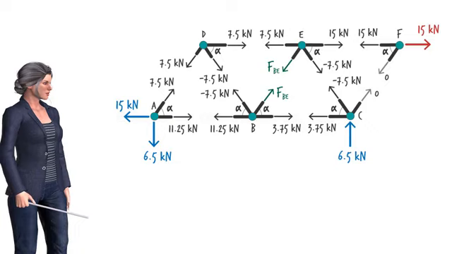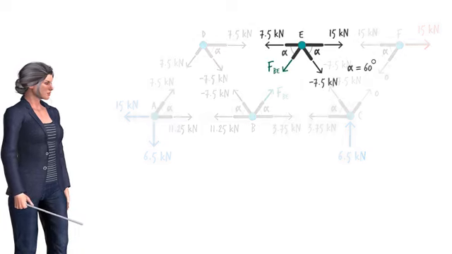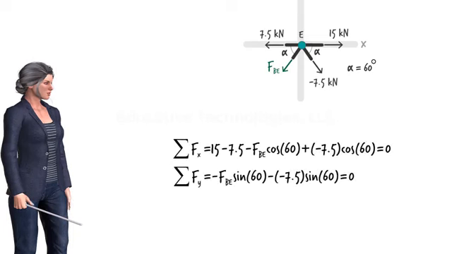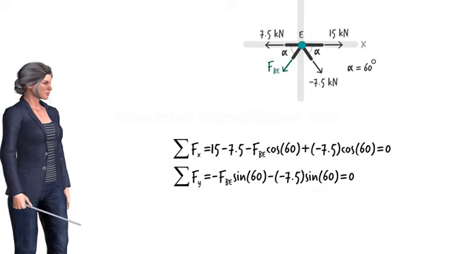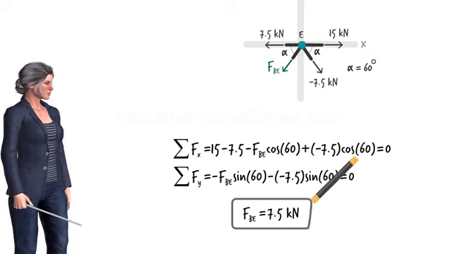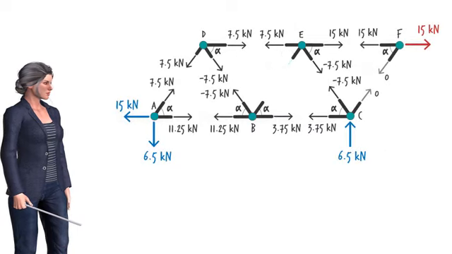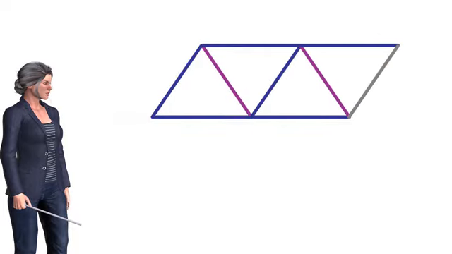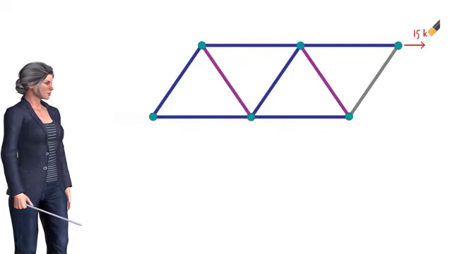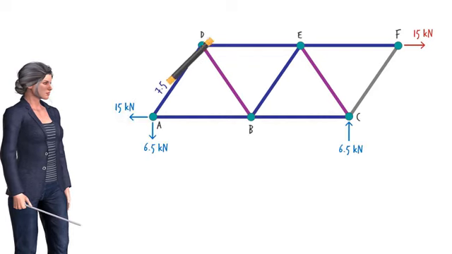We can either use joint B or E to determine the force. Let's use joint E. Here are the 2 equilibrium equations, although we only need one of them to determine the unknown force. We can use either equation for this purpose. Since this is a simpler equation, I'm going to use it to determine FBE. This concludes our analysis of the truss, as we have determined all the member forces. Let's summarize the results by writing the force magnitude on the members and indicate whether a member is in tension or compression.